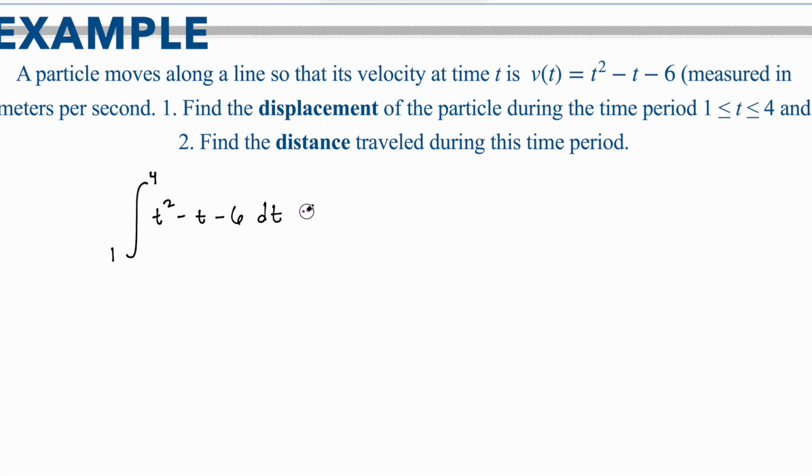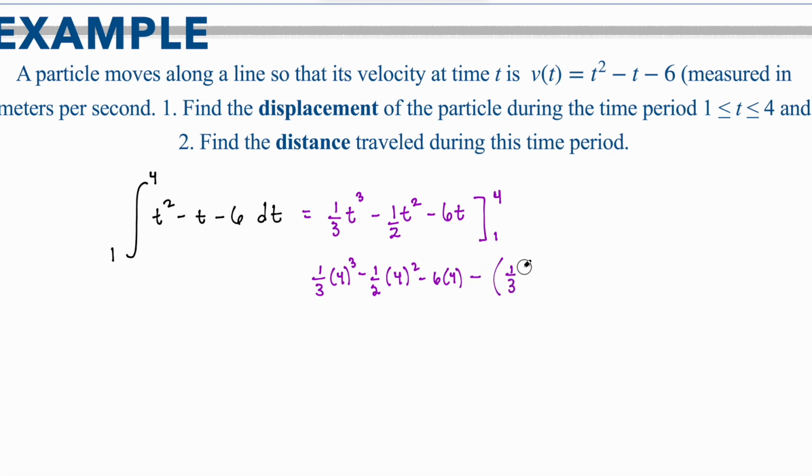So the integral is going to be 1/3 t cubed minus, that's going to turn into a t squared, so I need to offset it by doing a half, and then any constant is automatically going to be that times the variable, and I'm going from 1 to 4. So I'm going to plug in 4. And then I'm going to plug in 1.